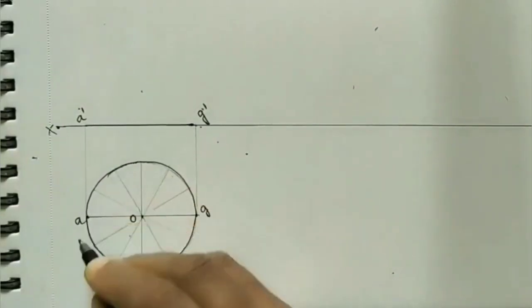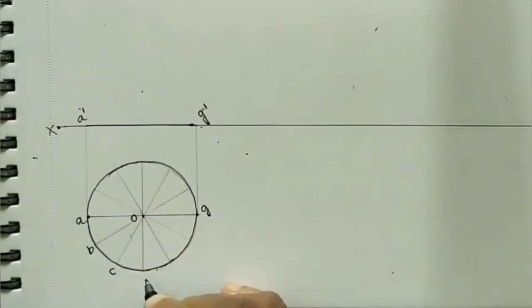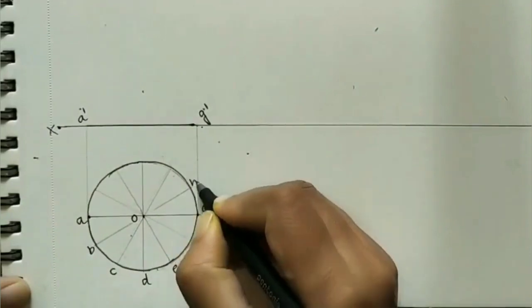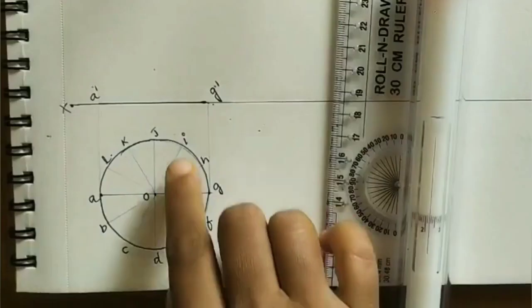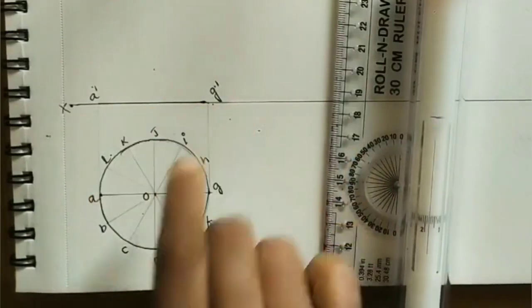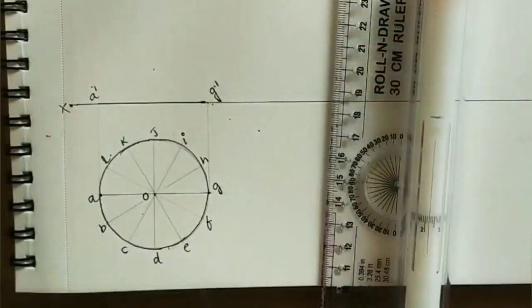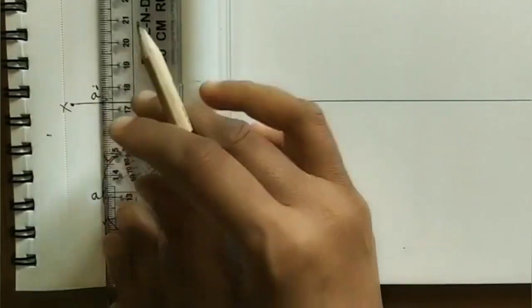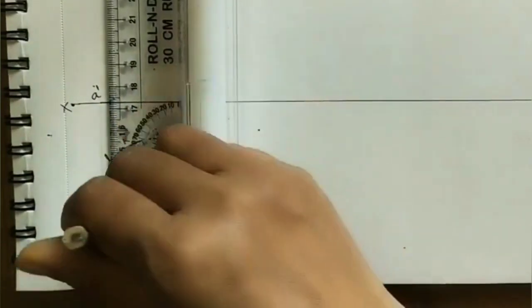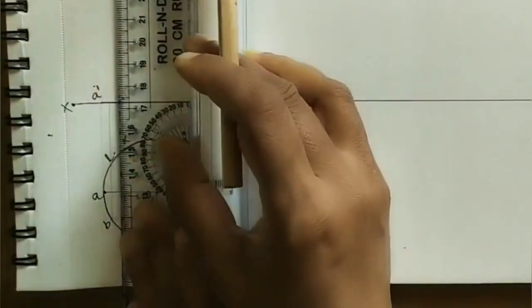Here the intersection points are A, and so on. Mark these new points on the front view also. How to mark all the points here: by doing the projector lines at all the points. Take this line as a reference line. Do the projector lines at all the points up to XY.